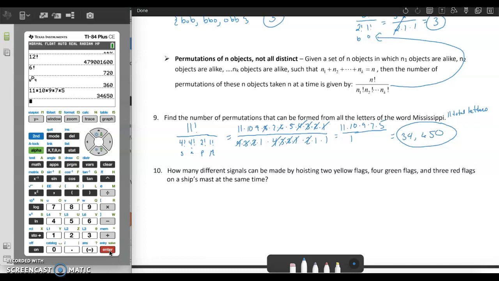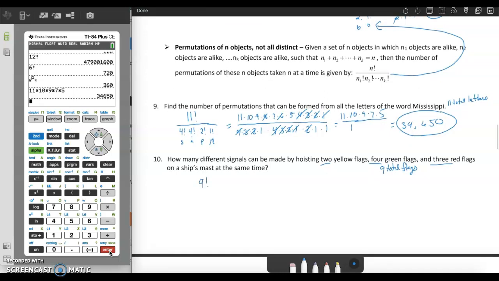How many different signals can be made by hoisting 2 yellow flags, 4 green flags, and 3 red flags on a ship's mast at the same time? Okay, so again, if I add this up, I've got 2, 3, 4, 5, 6, 7, 8, 9 total flags. But I've got these ones that are of the same type. So we would do 9 factorial on the top, a 2 factorial, 4 factorial, and 3 factorial on the bottom.